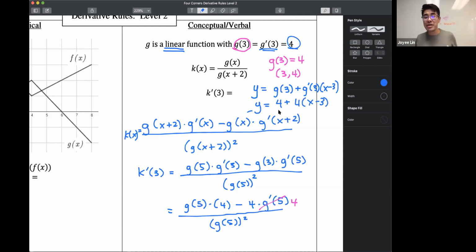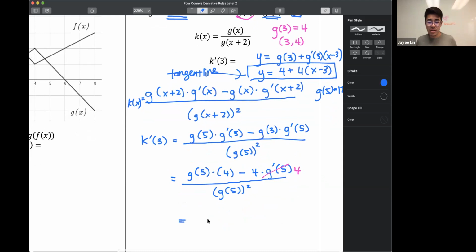Now I can plug 5 into this equation. This is my tangent line equation. I plug in 5. What is g of 5? It's 4 plus 4 times (5 minus 3), which is 12. So then g of 5 is equal to 12. So what we get here is 12 times 4 minus 4 times 4, over 12 squared, is my answer.